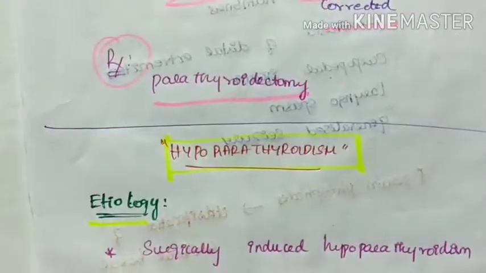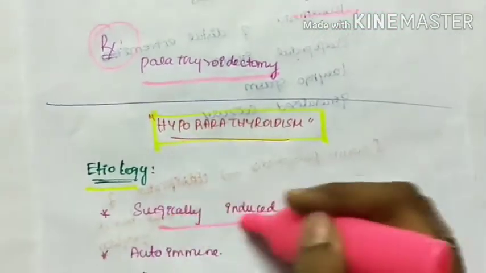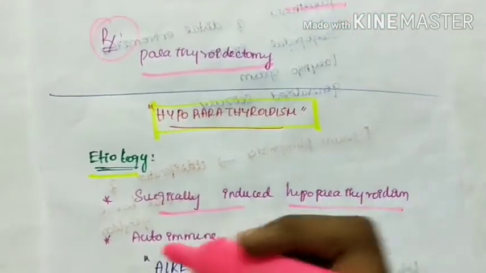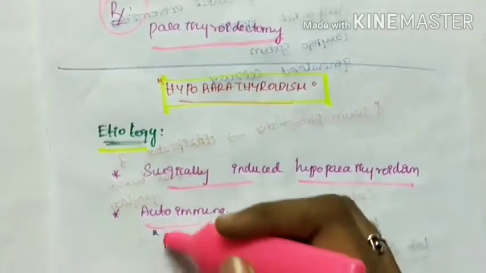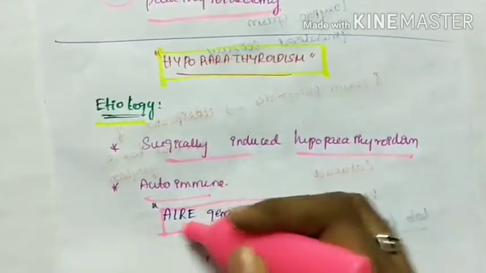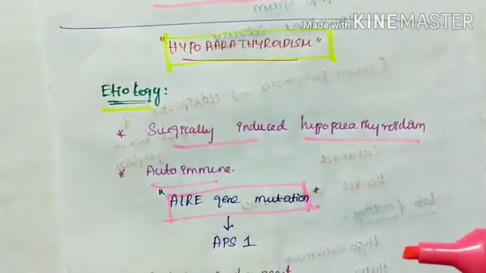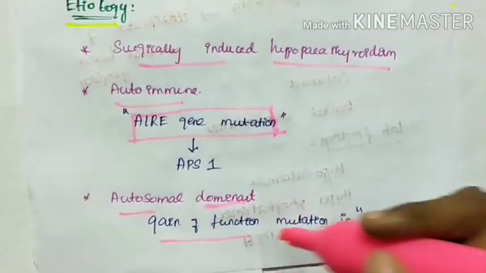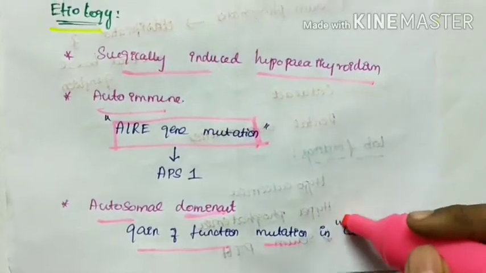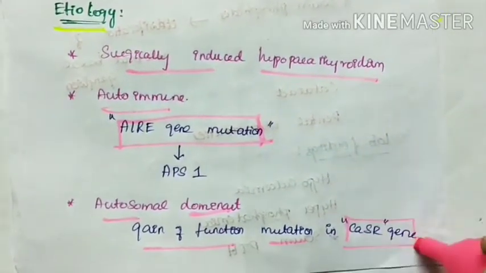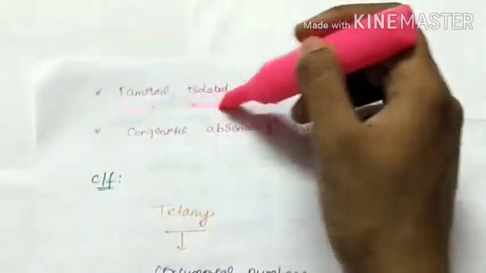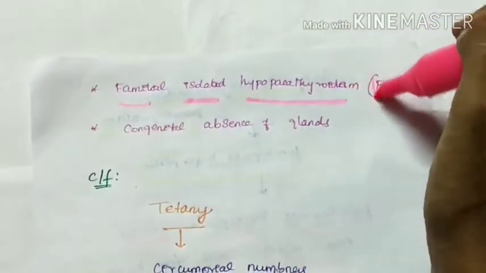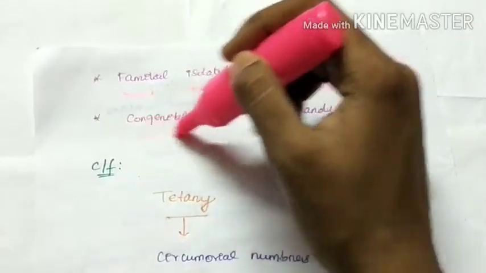Etiology for that includes surgically induced hypoparathyroidism, autoimmune cause due to AIRE gene mutation, an autosomal dominant when there is gain of function mutation in CASR gene, calcium sensing receptor gene. Familial isolated hypoparathyroidism, FIH, and congenital absence of the parathyroid glands.